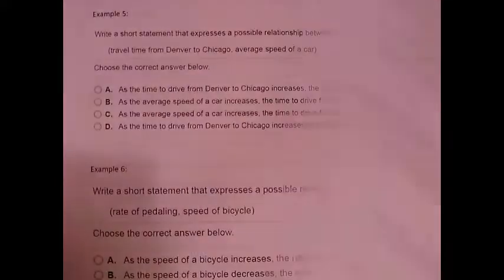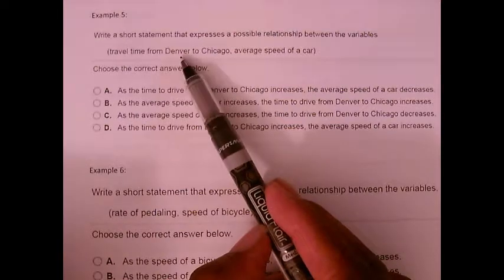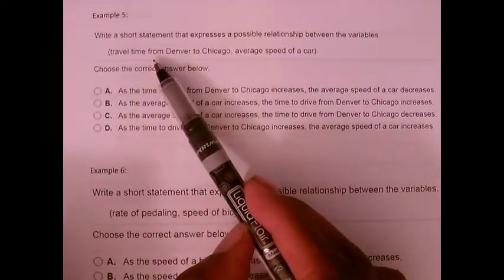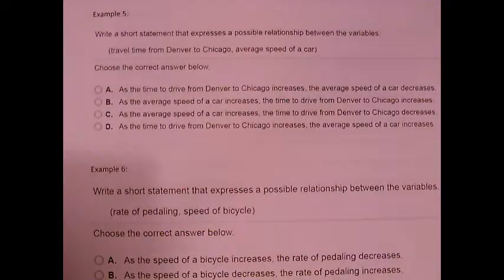Okay, all right, let's look at this example, number 5. Here we're going to write a short statement that expresses a possible relationship between the variables, like time traveled from Denver to Chicago and average speed of a car. And we want to select the one that would best fit that situation. So here your independent variable will be the travel time from Denver to Chicago. Your dependent variable will be the average speed of a car.